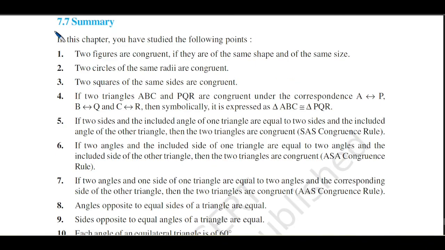Similarly, let us go through the summary of chapter 7. Let us see whether we have covered everything. In this chapter you have studied the following points. Two figures are congruent if they are the same shape and same size. Same shape means angles are the same, corresponding angles should be the same, and the size also has to be the same. Sides have to be the same.